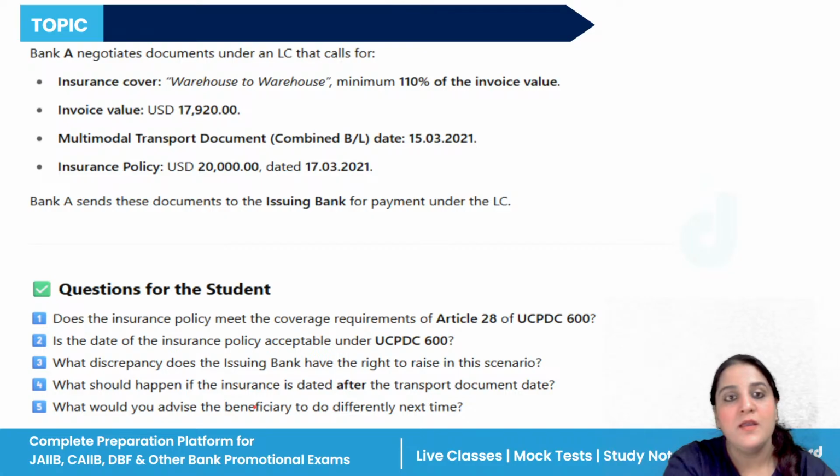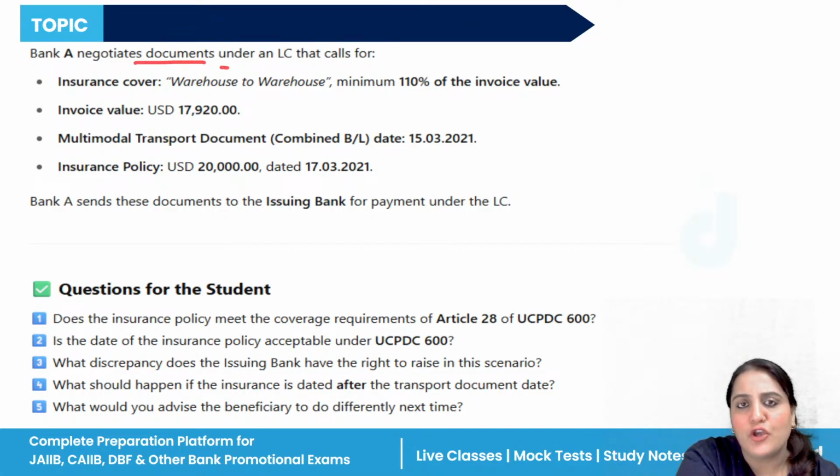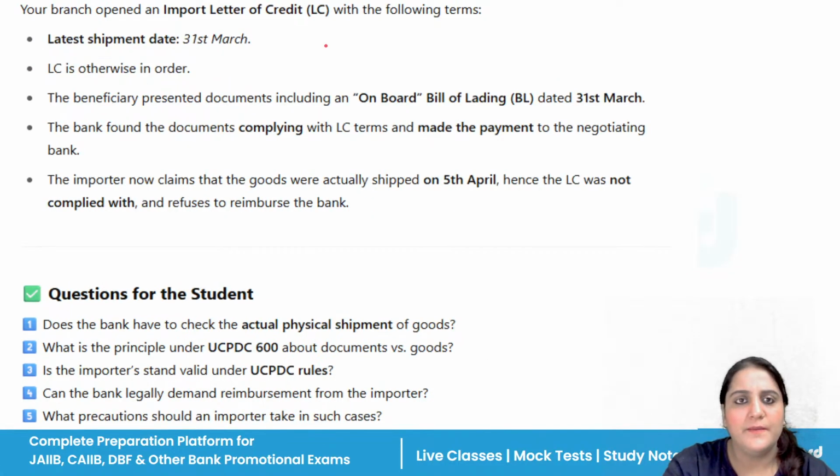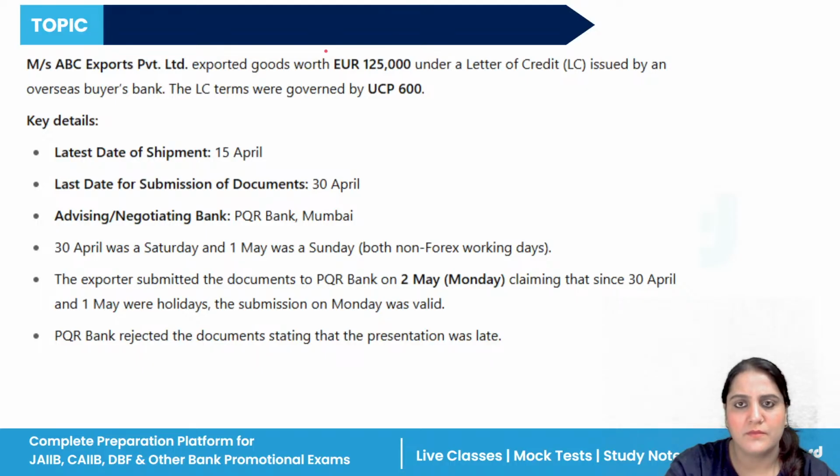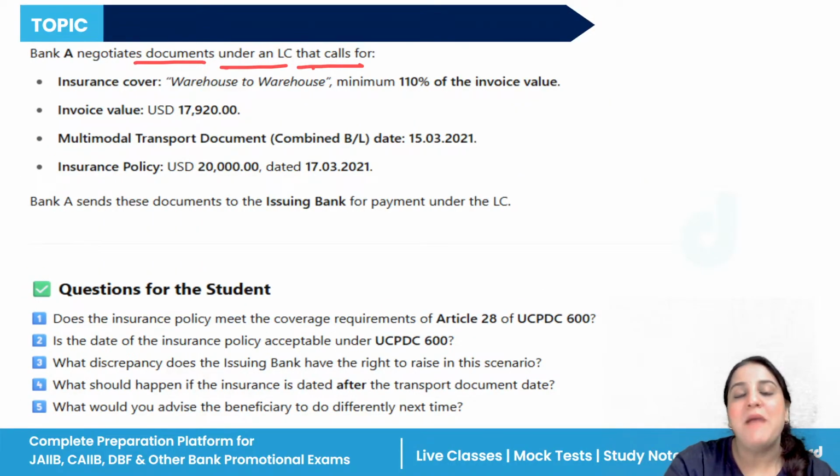Here, Bank A negotiates the documents under the LC. Bank A negotiates the documents under an LC that calls for insurance cover, like warehouse to warehouse, minimum 100% of the invoice value. Invoice value is US dollar 17,920. Multi-modal transport documents, combined bill of lading, is dated this.